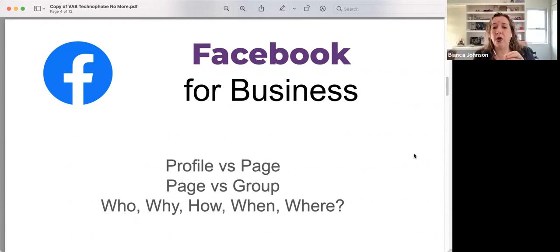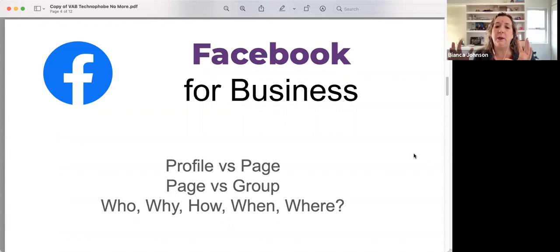There is always a person who is linked to the page, and it's important for people to understand and know who that person is. So we don't always want to hide behind a Facebook page. We want to make sure that people are seeing the profile involved in that page, if that makes sense. So then we get to a page versus a group.